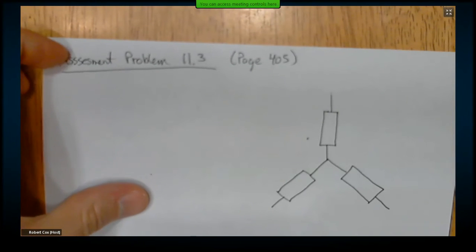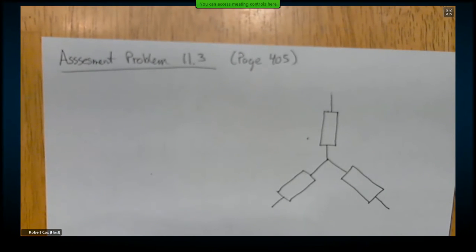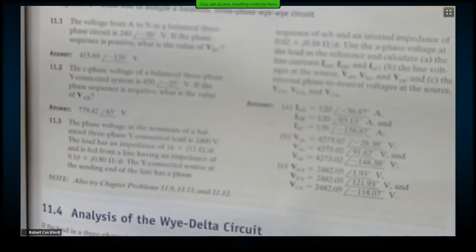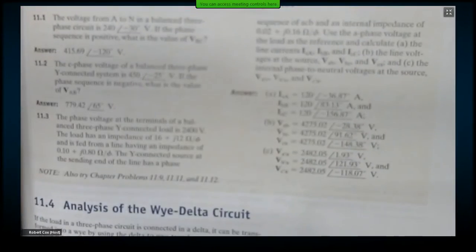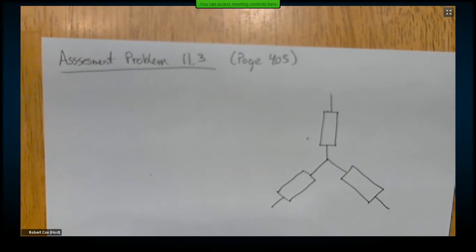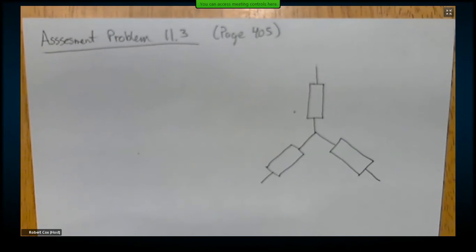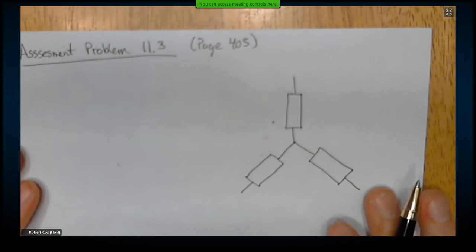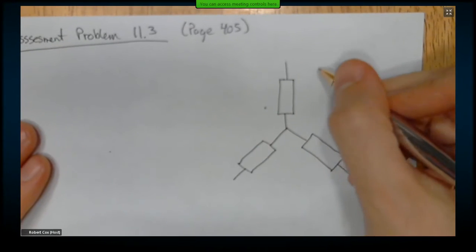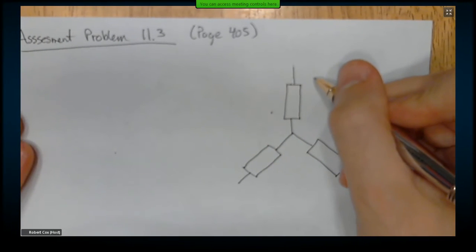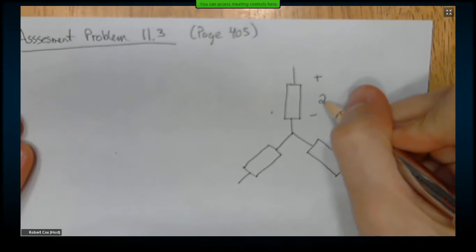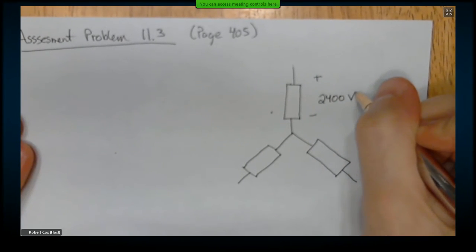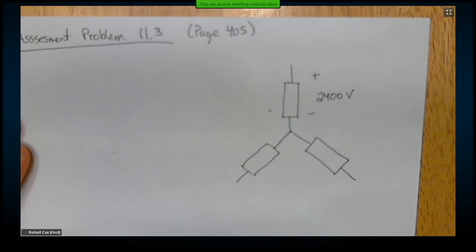So back to the problem again. 11.3, page 405. We're told that the phase voltage at the terminals of a balanced three-phase connected load is 2400 volts. So what does that mean? Well, it's balanced. So I'm going to say that this is 2400 volts. And again, I'm going to assume that's RMS, because that's sort of the typical thing that we're going to have.